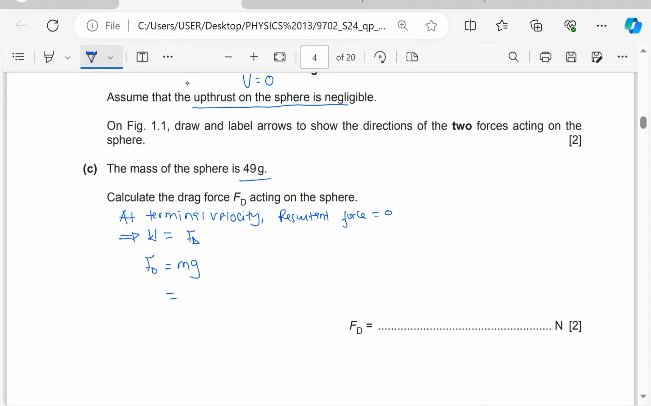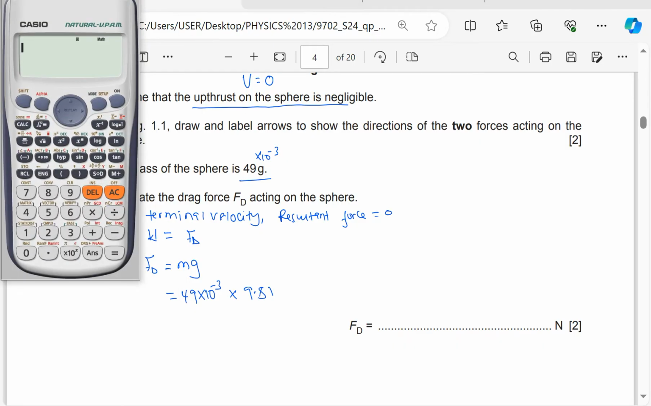So I'll just substitute. The mass is in grams, so I'll say times 10 to the power of minus 3 to change it to kilograms. So this will be 49 times 10 to the power of minus 3, then times g, which is 9.81. At your level of AS, I don't expect a student to use 10 for g. So I'll check with my calculator. 49 exponent minus 3, then times 9.81. So this is giving me 0.48.